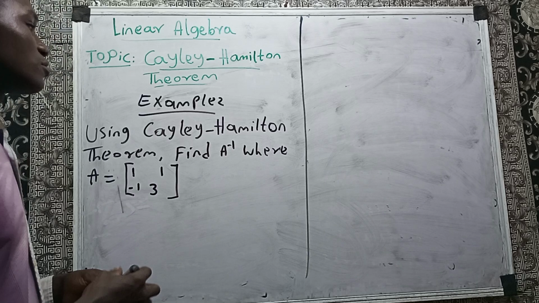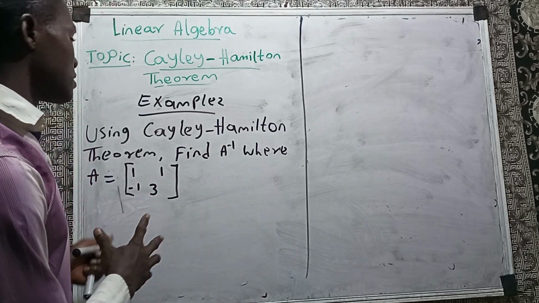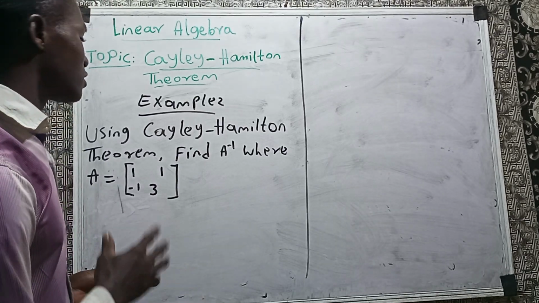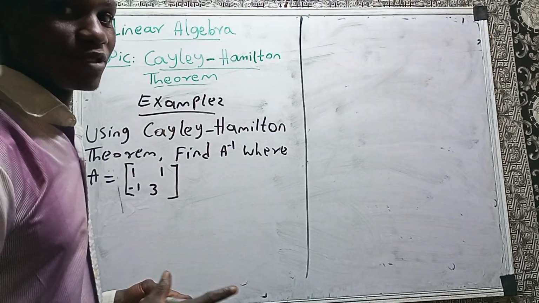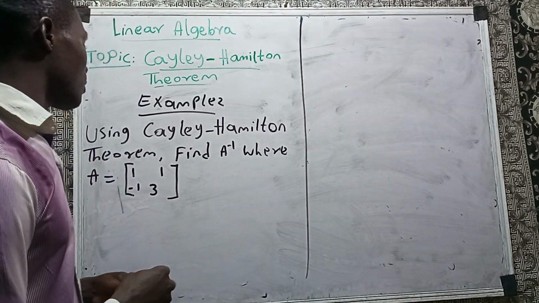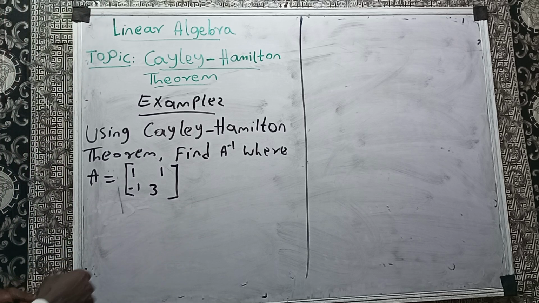matrix. So the matrix must be a square matrix. So you can see that this is a square matrix. This is a 2 by 2 matrix. So the matrix must be an n by n matrix, either 2 by 2 or 3 by 3 or 4 by 4, as the case may be. But it should be a square matrix.